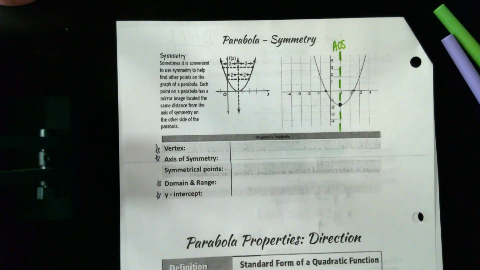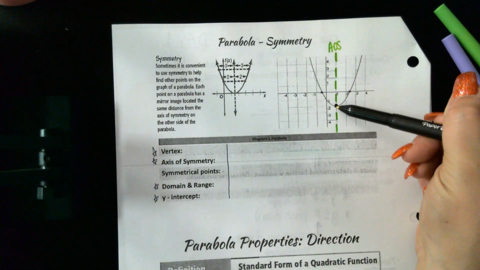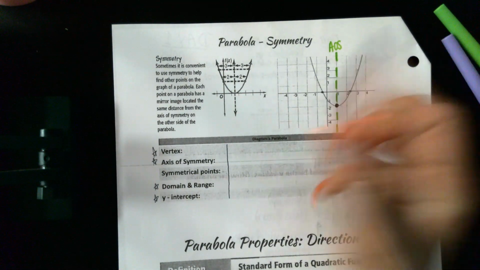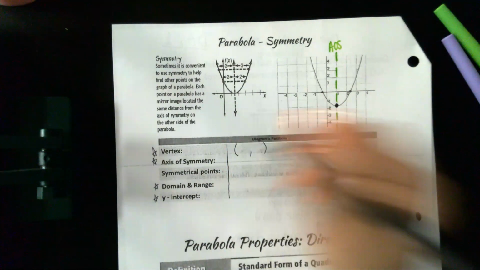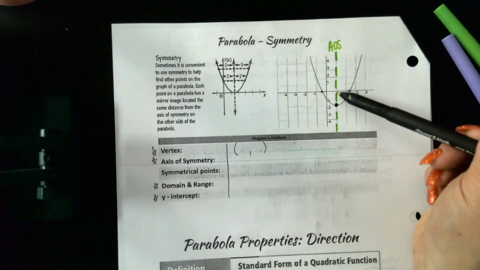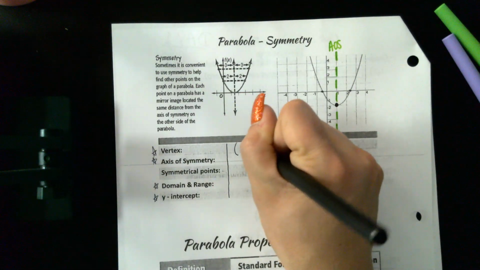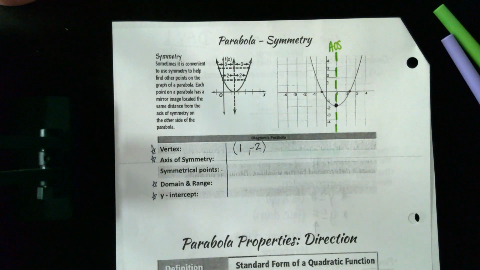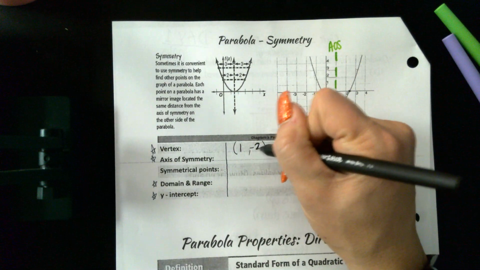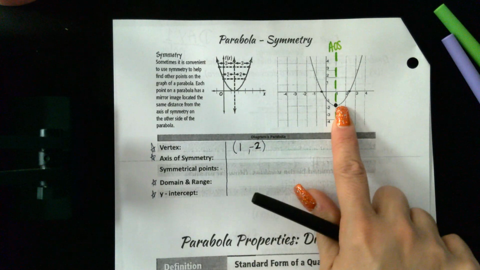So first things first, with the vertex, I need somebody to tell me if you were to write this point as an ordered pair, what would it be? Make sure you put the x first and then the y. 1, negative 2. Yep, that's right. Some of you, it might have been a while since you've had to write an ordered pair, but the x coordinate always goes first, and then the y coordinate always goes second. So it's the 1, negative 2.